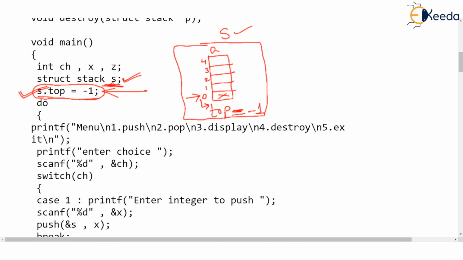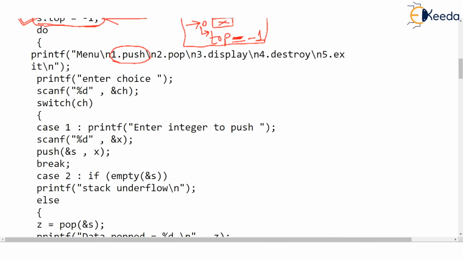struct stack s. Now all the things are ready, by the way. We have an empty stack and we have top equal to -1 in that stack, and we are ready to push some values in the stack. So this is a menu driven main, in which if the user enters the choice as 1 in the switch statement, as you see, then we are going to ask the user what integer you want to push, and we are going to take that integer in x using scanf.